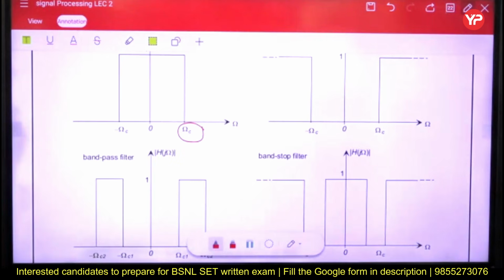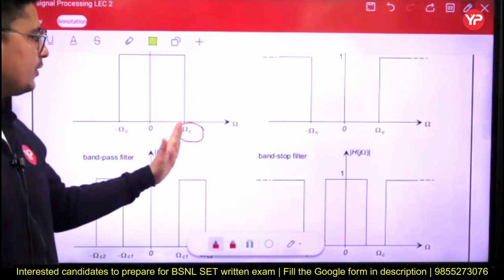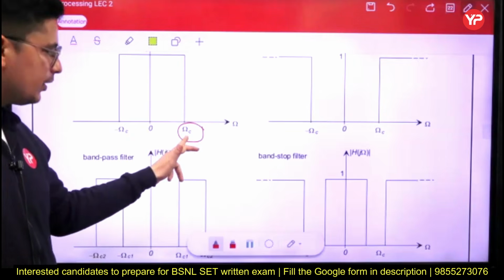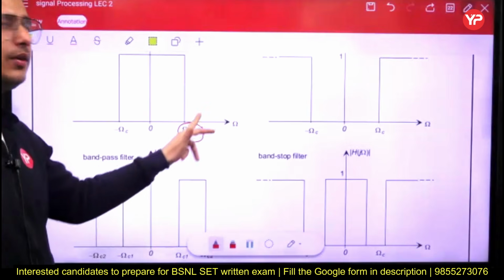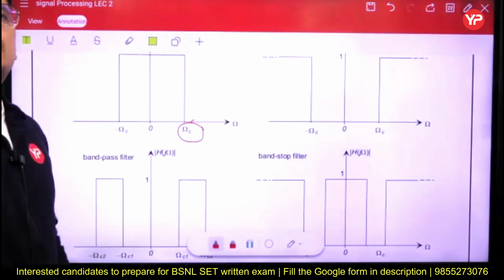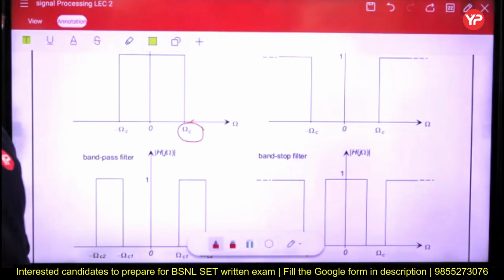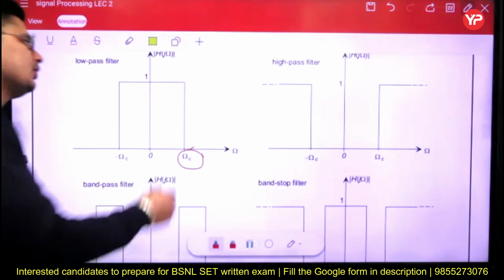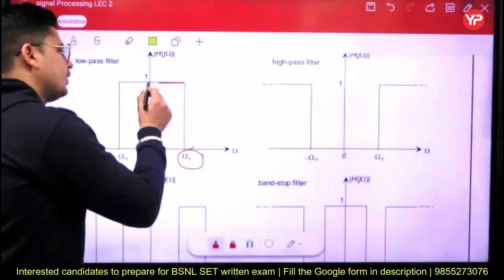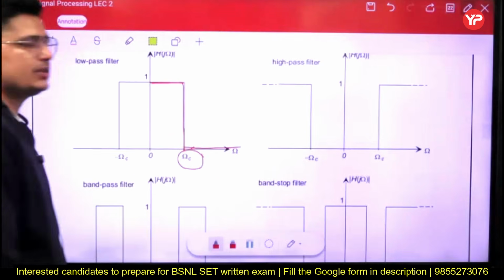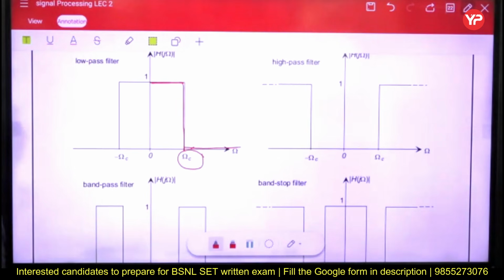The cutoff frequency of any filter is the frequency after which, taking the example of a low pass filter, it will remove all the frequencies. It will pass all the frequencies up to that cutoff frequency. So a low pass filter will pass the lower frequencies below the cutoff frequency and reject all the frequencies above that cutoff frequency, right?